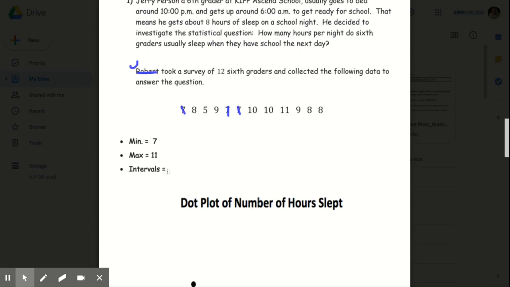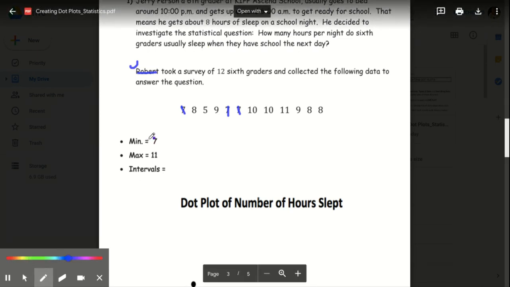Now, how am I going to figure out my intervals? Well, I could go from 1 to 12. Wouldn't a range of numbers of 1 to 12 cover 7 through 11? So I could say that I want my minimum number to start at 1 hour of sleep, and the maximum number will be 12. Now, I won't have any at the 12, but I can go from 1 to 12, and I can go by ones: 1, 2 hours of sleep, 3 hours of sleep, 4 hours of sleep.